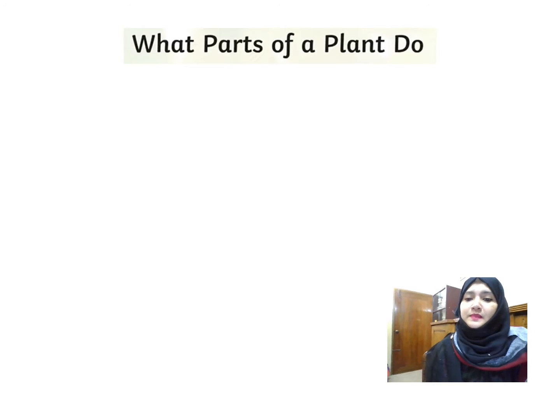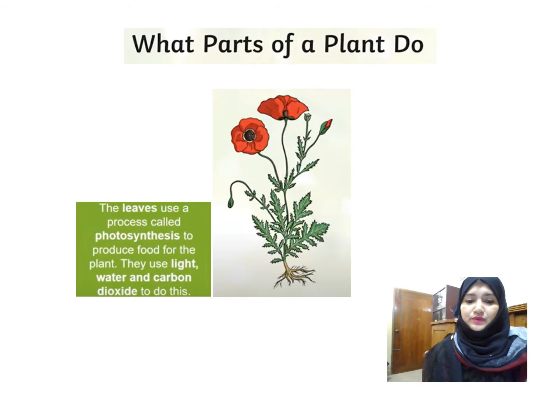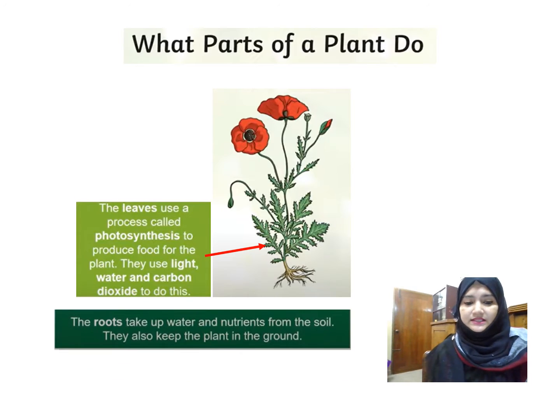What do the parts of a plant do? Let's start with the leaves. The leaves use a process called photosynthesis to produce food for the plant. They use light, water, and carbon dioxide to do this. The roots take up water and nutrients from the soil. They also keep the plant in the ground.